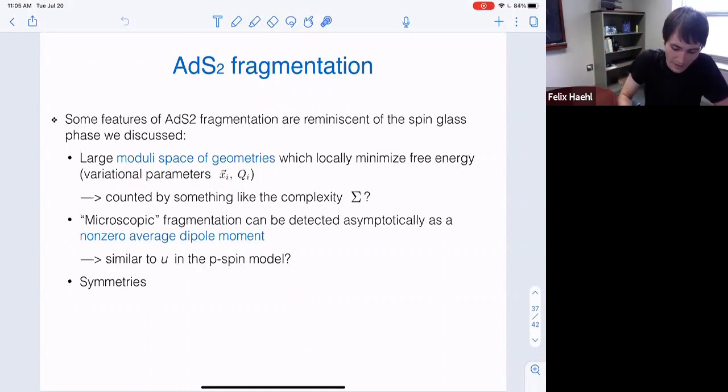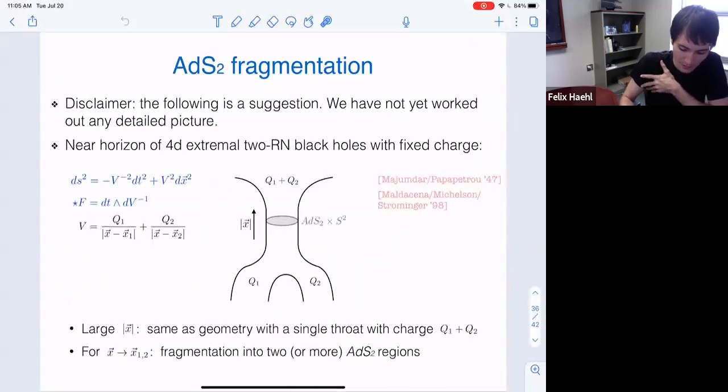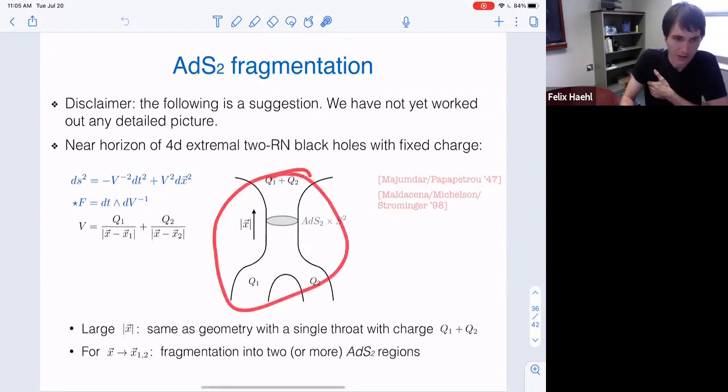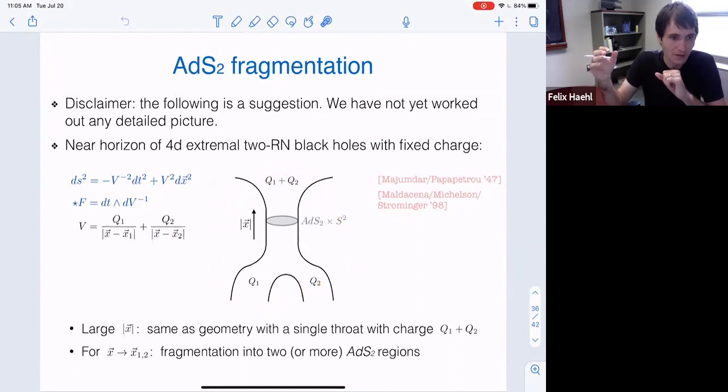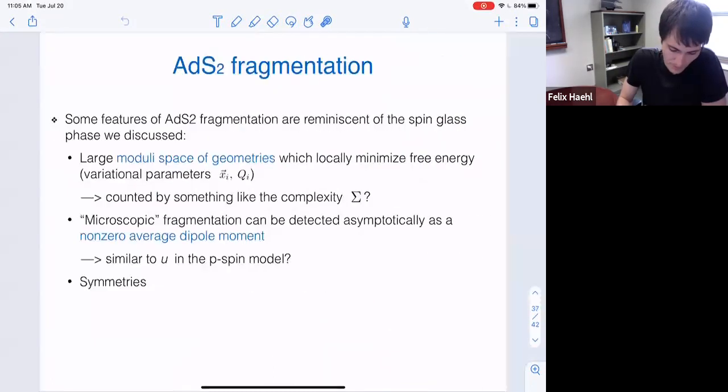Now, the question is, can you somehow count them with some suitable notion of complexity, perhaps? And the idea would be that our order parameter U in this spin model is analogous to the electric dipole moment in these geometries, because the way you can distinguish this geometry from one that only has a single throat at infinity is by measuring the dipole moment or higher pole moments. So that is similar to the way we defined U before.